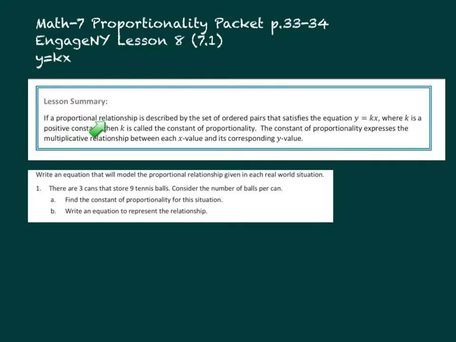If a proportional relationship is described by the set of ordered pairs that satisfies the equation y equals kx, where k is a positive constant, then k is called the constant of proportionality. The constant of proportionality expresses the multiplicative relationship between each x value and its corresponding y value.